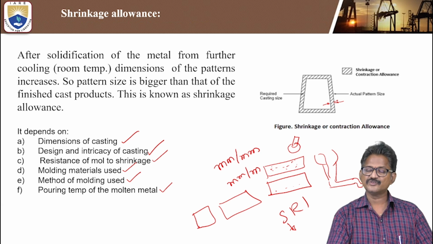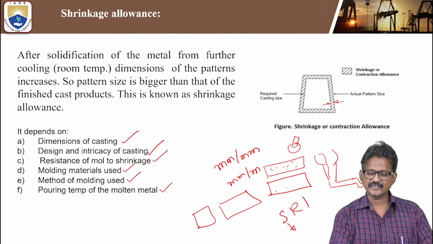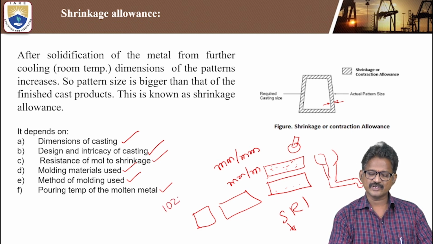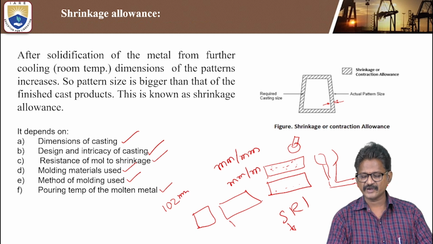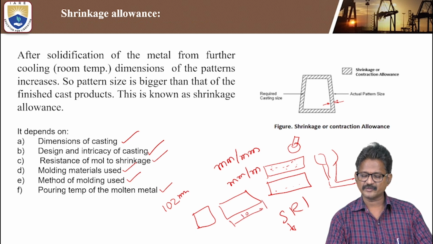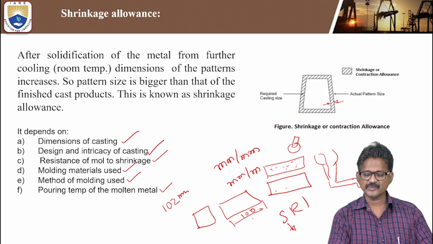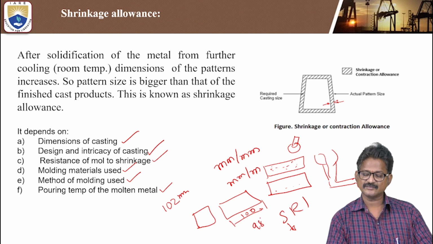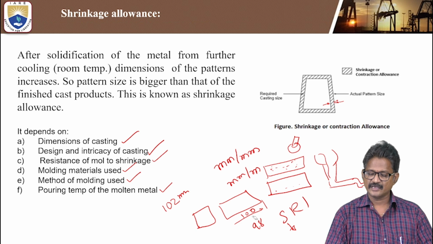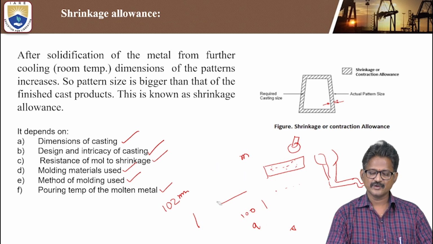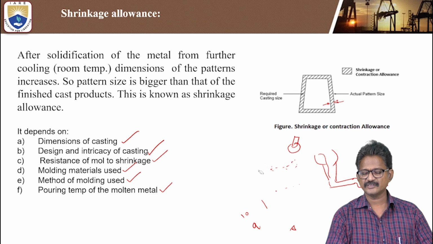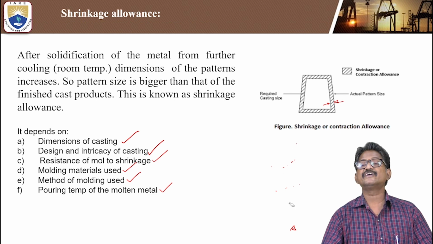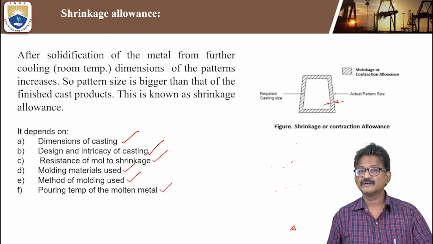Okay, so if you make a pattern, suppose you want 100 mm length, automatically 1 or 2 mm extra length should be added. Then after pouring, it will come to 100 mm. If you take a 100 mm size pattern, after pouring, what will happen? It may come to 98. So all of these are design parameters for pouring the molten metal into the mold cavity. But the first and foremost important thing is that shrinkage allowance should be provided to get a sound casting.